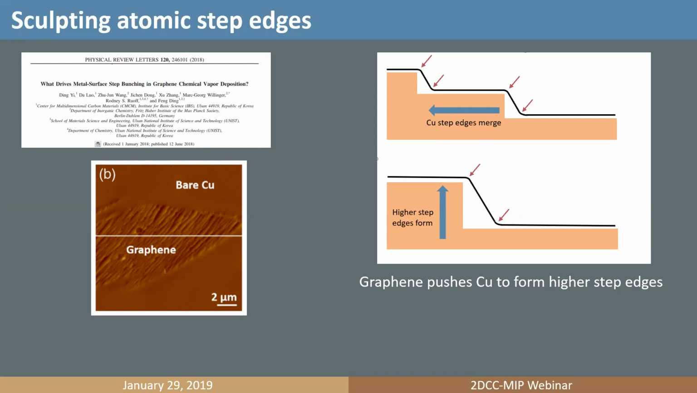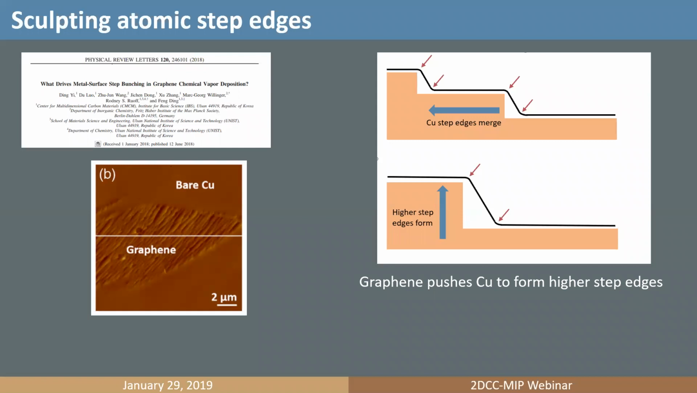And as it can flow, what graphene does is, as it bends 4 times, so if there are two step edges, it bends 4 times. And there is always a cost associated with bending. So graphene doesn't want to bend. What it does is push the copper, forming larger step edges. Large, few step edges is a more energetically favorable configuration than many short step edges. So this is what drives step bunching.